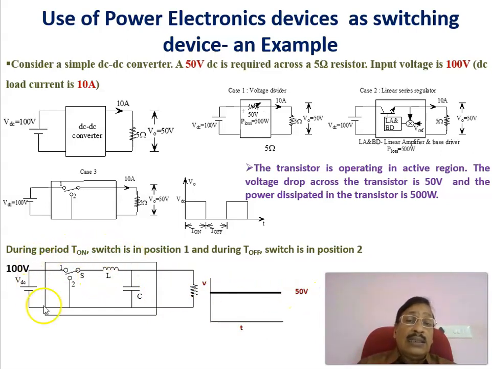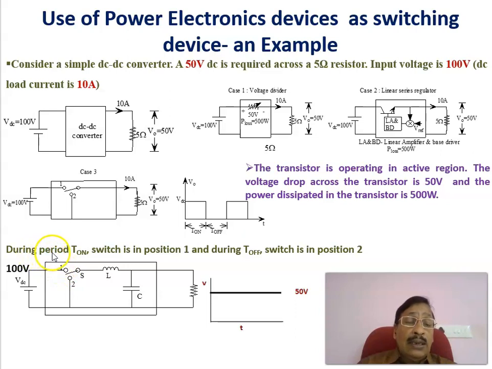In this case, the semiconductor device is used as a switch. Rather than using the active region, here it will be either in saturation, just like an on switch, or in the off state. Therefore, in this case, the power dissipation is minimum and the efficiency is large. It may be more than 90 percent.